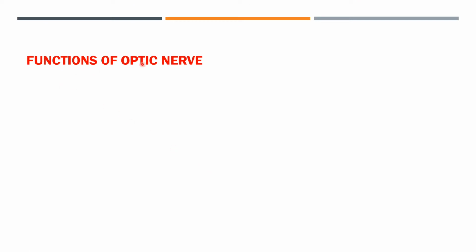Now, functions of the optic nerve. As I said, optic nerve function is related to vision, but vision has three portions. The first one is field of vision. So what is field of vision? It is the area of the visual field observed by a single eye with a fixed gaze. So the area the single eye sees is known as the field of vision.